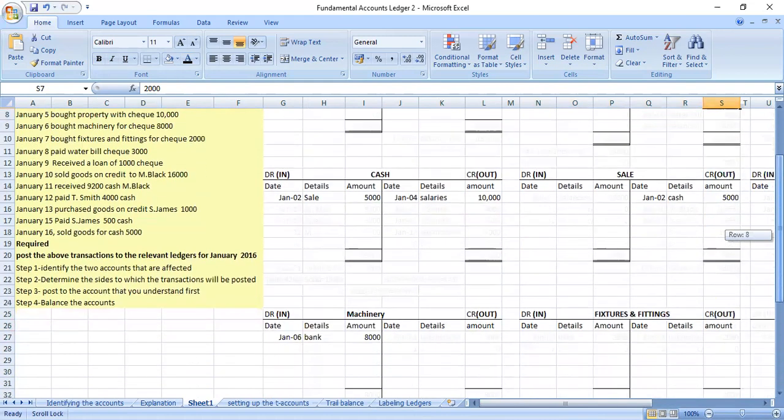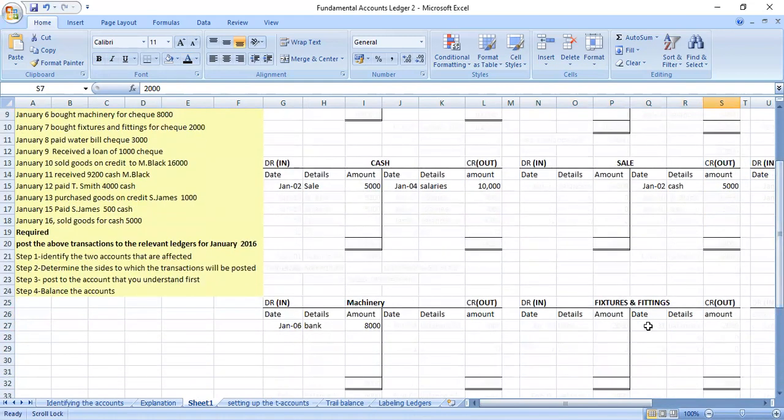And we're going to go look at our fixtures and fittings account now. Where did the money go? What did we get in exchange for that money spent? Well, fixtures and fittings, we received that into our business. So the money went into fixtures and fittings. So the information we're posting for the fixtures and fittings account says January 7th, we bought fixtures and fittings for $2,000 and the money came out of the bank.